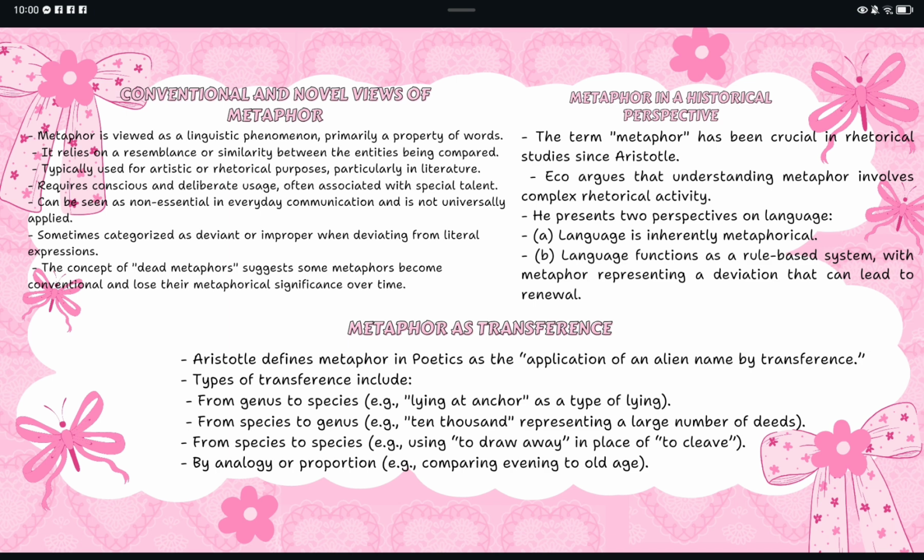The types of transference include from genus to species, for example, lying to anchor as a type of lying. Next is from species to genus, for example, 10,000 representing a large number of deeds. Next is from species to species, for example, using draw away in place of to cleave. Next is by analogy or proportion, for example, comparing evening to old age.